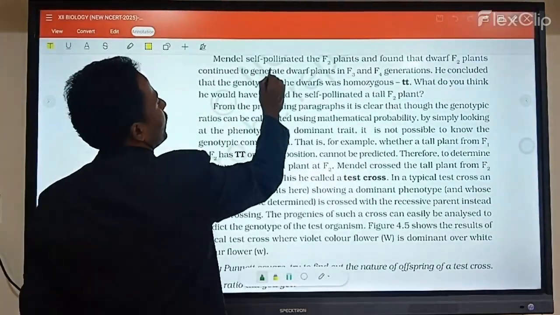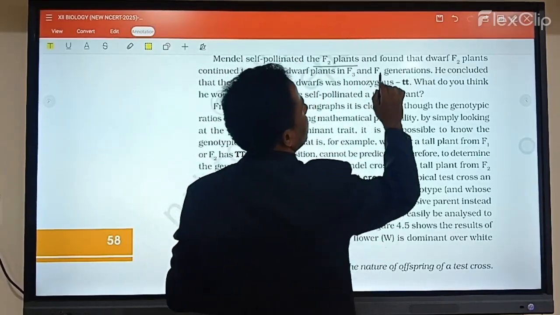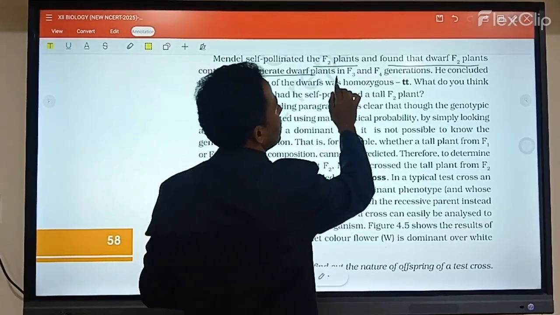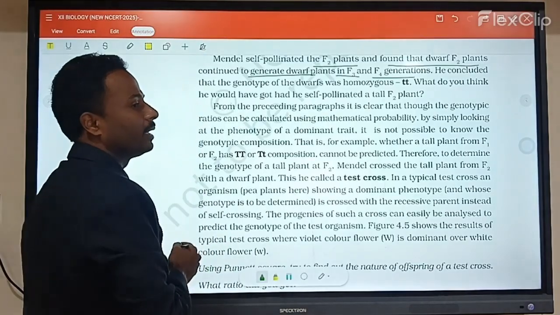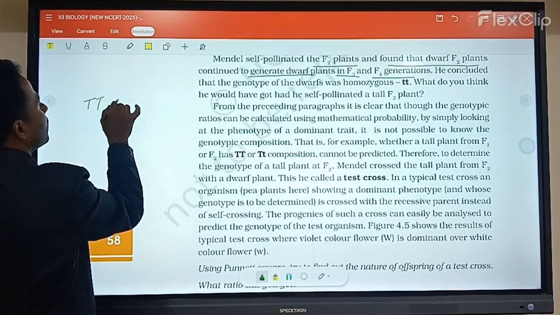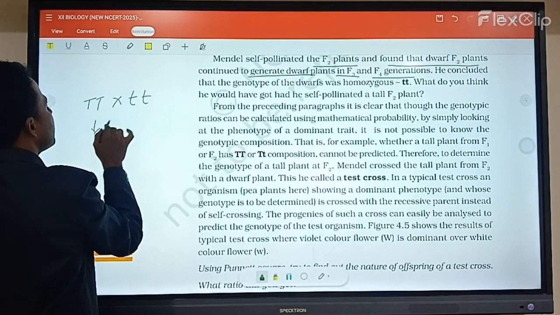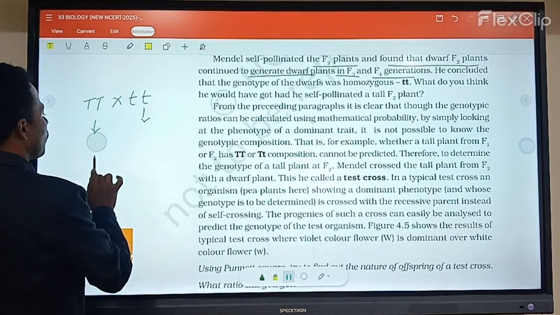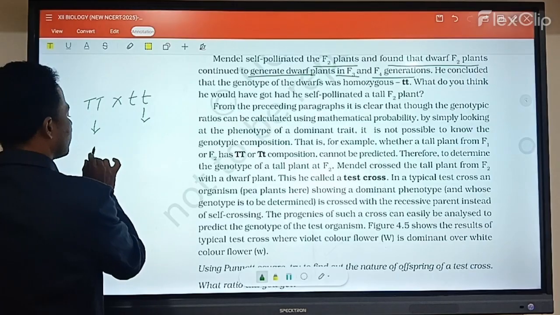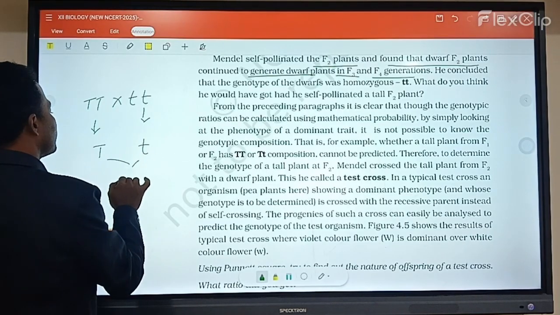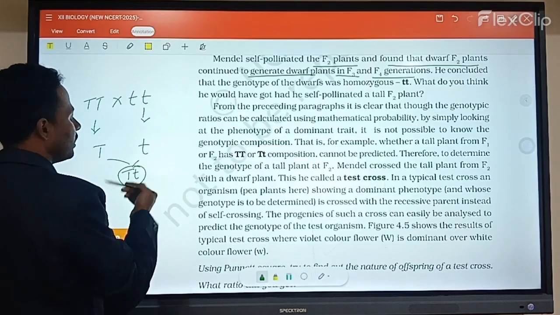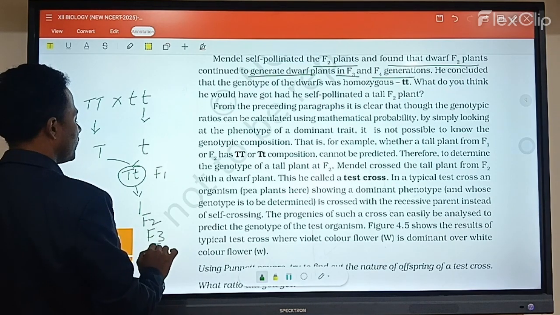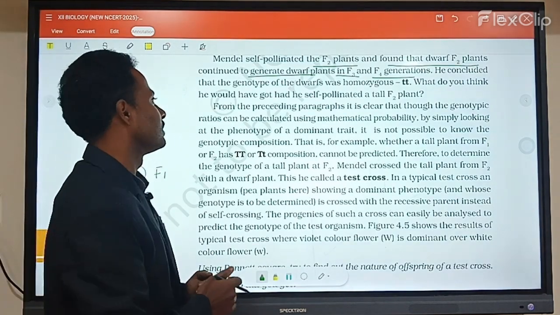Part 3. Mendel self-pollinated the F2 plants and found that dwarf F2 plants always produced dwarf plants in the F3 and F4 generations. Here Mendel crossed capital T with small t in the parents, and the gametes combine to give the F1 generation, which then produces the F2, F3 and F4 generations. Mendel observed this as well.